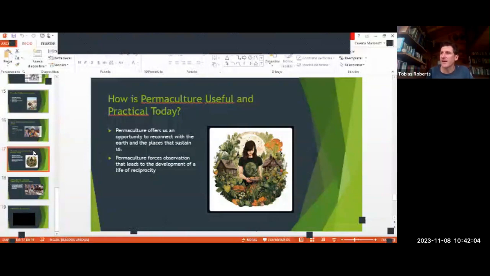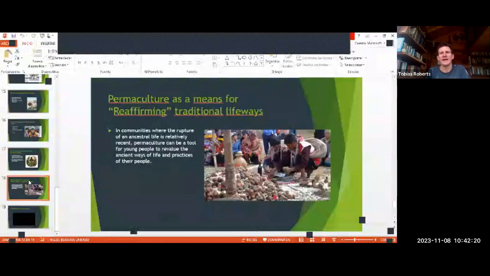If we observe that, then we start to understand that we need to live in a more reciprocal manner, in a way that understands these patterns and allows us to develop lifestyles that fit our places. I think that's an important idea.